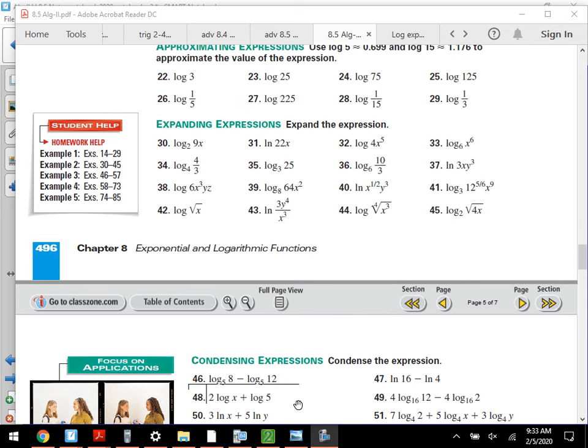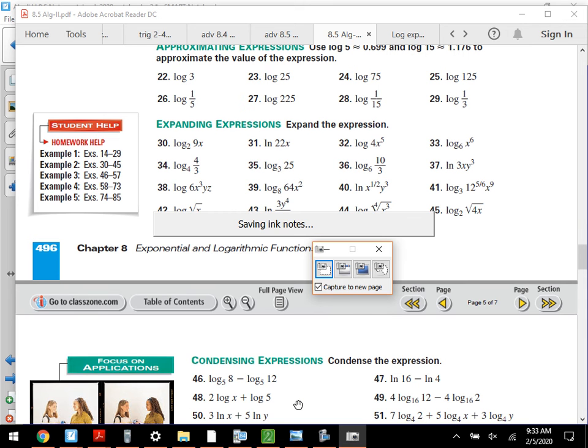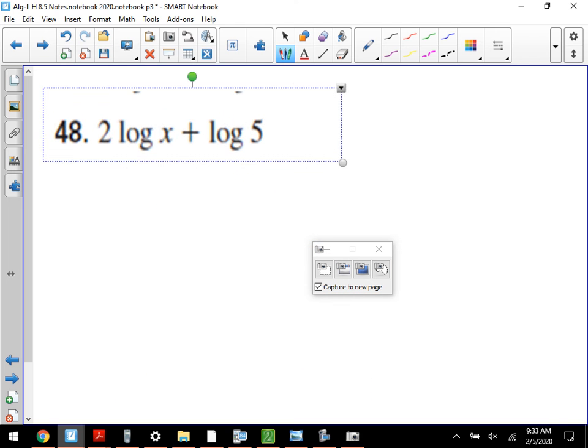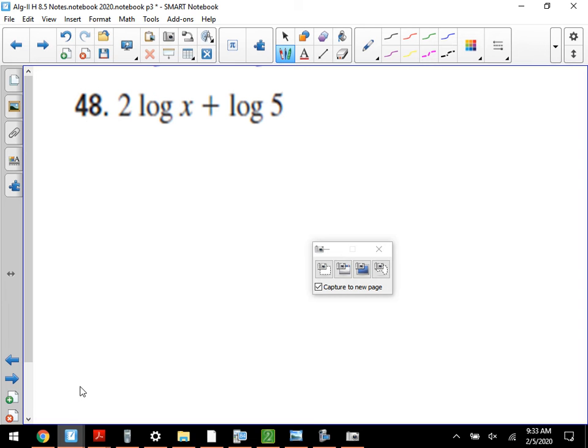Okay. 48. 2 log x plus log 5. Base 10s for both of these, so you don't have to worry about writing it out. You have an addition sign in between the two, which means those two have to multiply together. So since the numbers in front of the log, this has an exponent. Okay, well, I might as well finish this one. So this one just gives you log of 5x squared when you put it all together. No big deal.